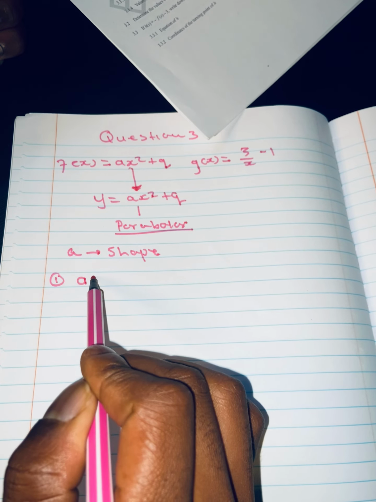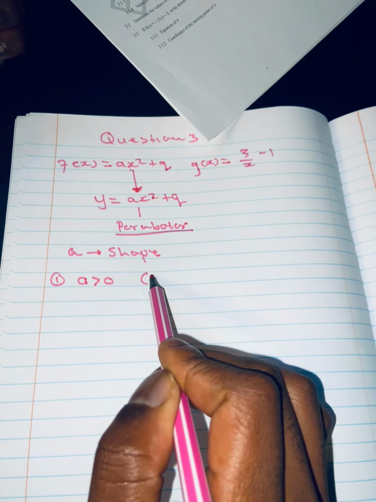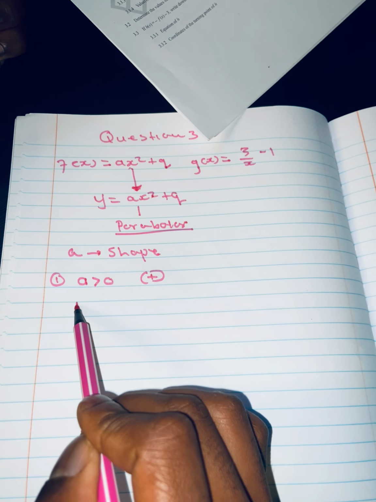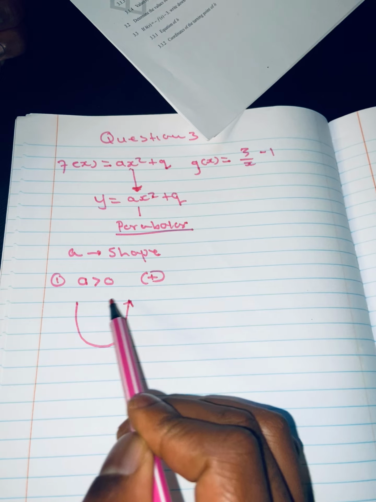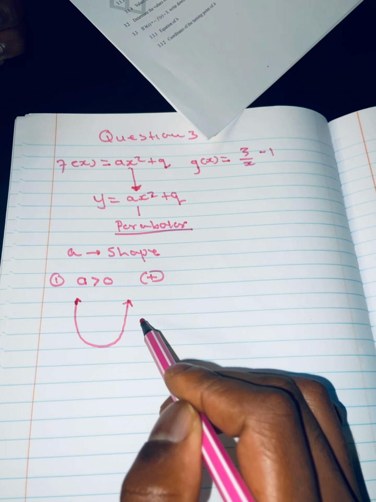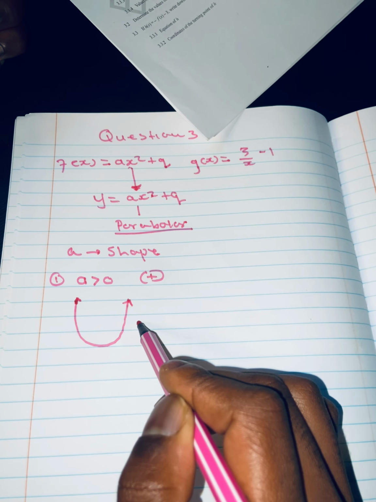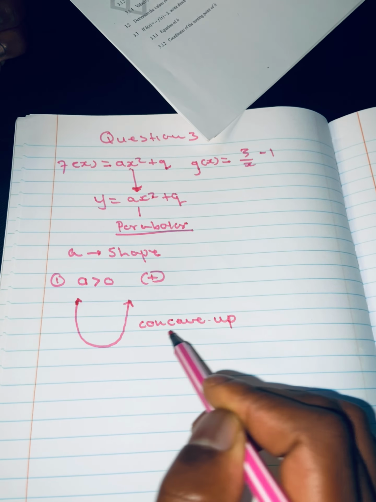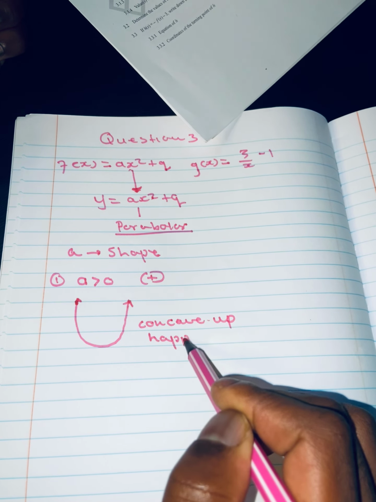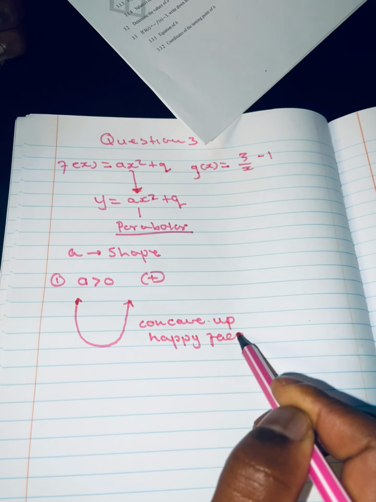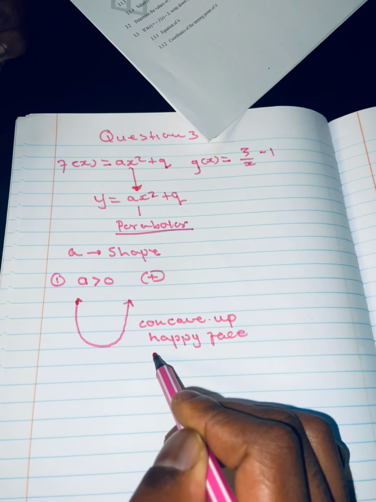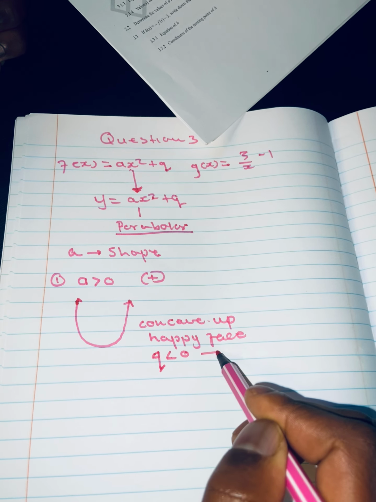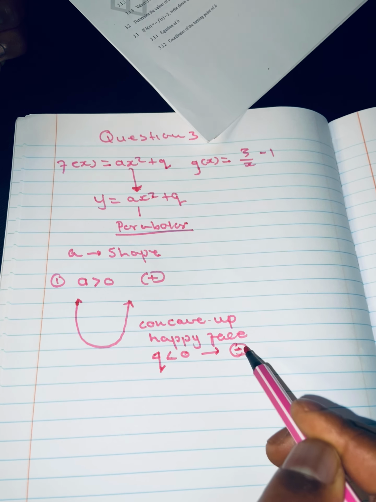When you see a that is greater than 0, you must know that a will be positive. And when you have a positive a, your shape is going to be a happy face, which we call concave up. And at the moment that we have a happy face, you must know that the value of q is going to be less than 0, because it will result as a negative.